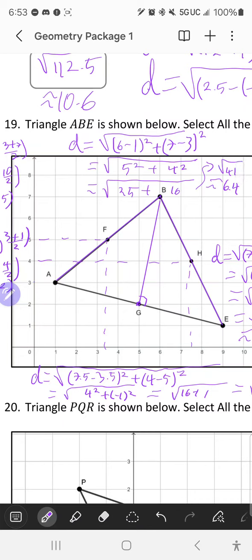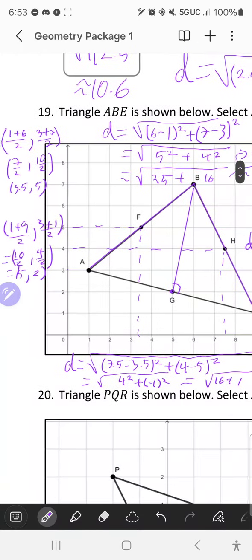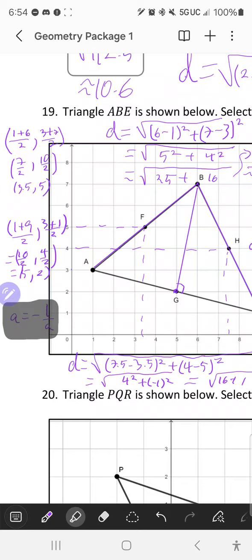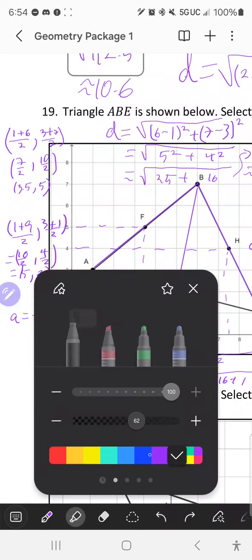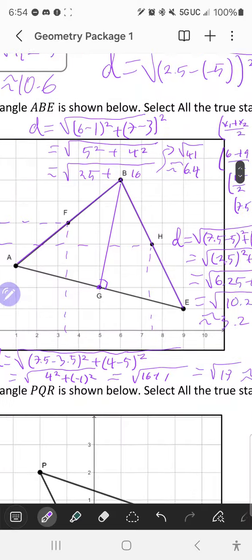For an equation to be perpendicular, the slopes of the lines need to be opposites and reciprocal, which means that if the slope of one line is A, the slope of the other needs to be negative 1 over A. This is basically the rule. Let me put in another highlight so it's easier to see. Basically this.